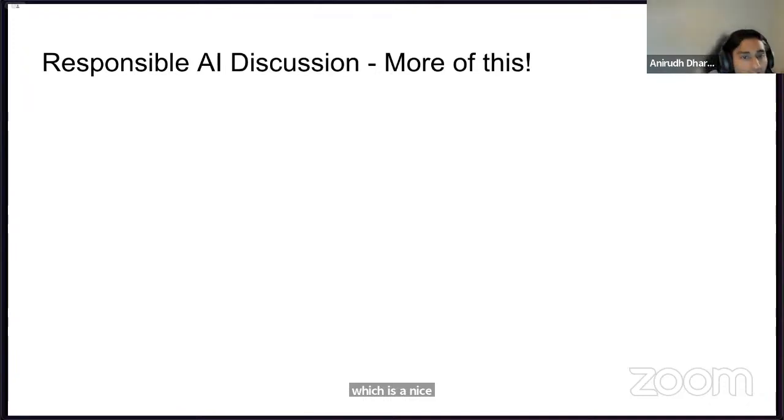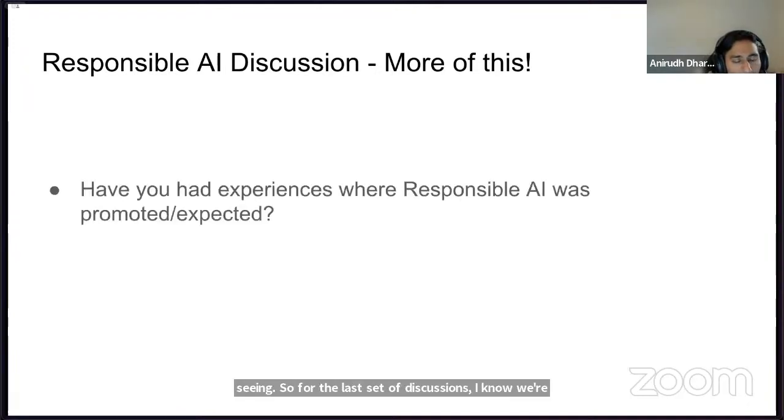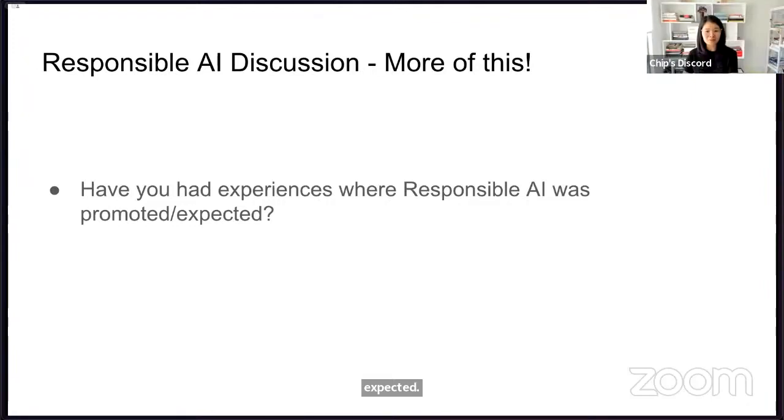So for the last set of discussions, I know we're right about time, but I'd love to hear if people have had experiences where responsible AI was promoted and expected. I think a lot of companies are promoting responsible AI, raising money on the premise of responsible AI. But when we talk about safety, the question is who decides what safety is, or what responsible looks like, because what we think of as safe is determined by our worldviews, and people with different worldviews and perspectives may have different definitions of what safe or good looks like.